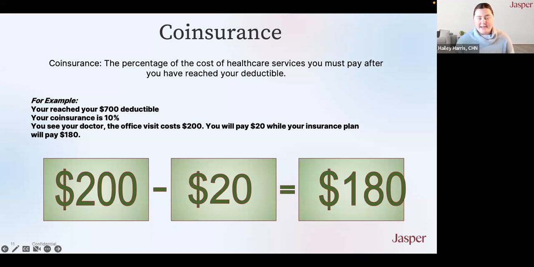Similar to co-payment, we have co-insurance. This is the percentage of the cost of healthcare services you must pay after you have reached your deductible. This is different from co-payment because it is a percentage of the cost rather than a fixed amount. In this example, you have reached your deductible. Your co-insurance is 10%. You see your primary care doctor, whose office visit costs $200. 10% of 200 is 20. So you are responsible for that $20 charge, and then your insurance picks up the $180 that is left over.